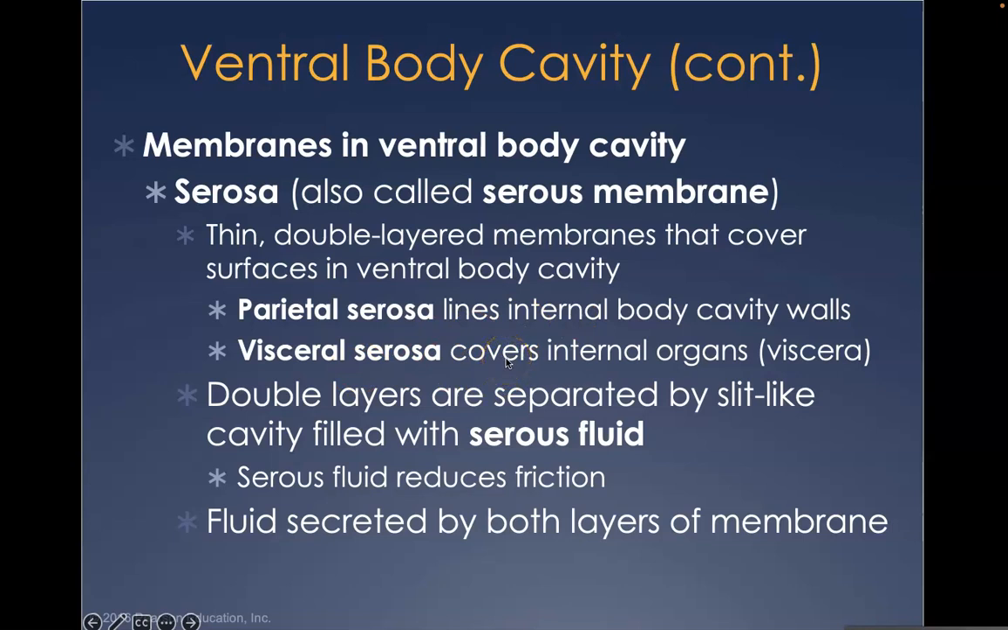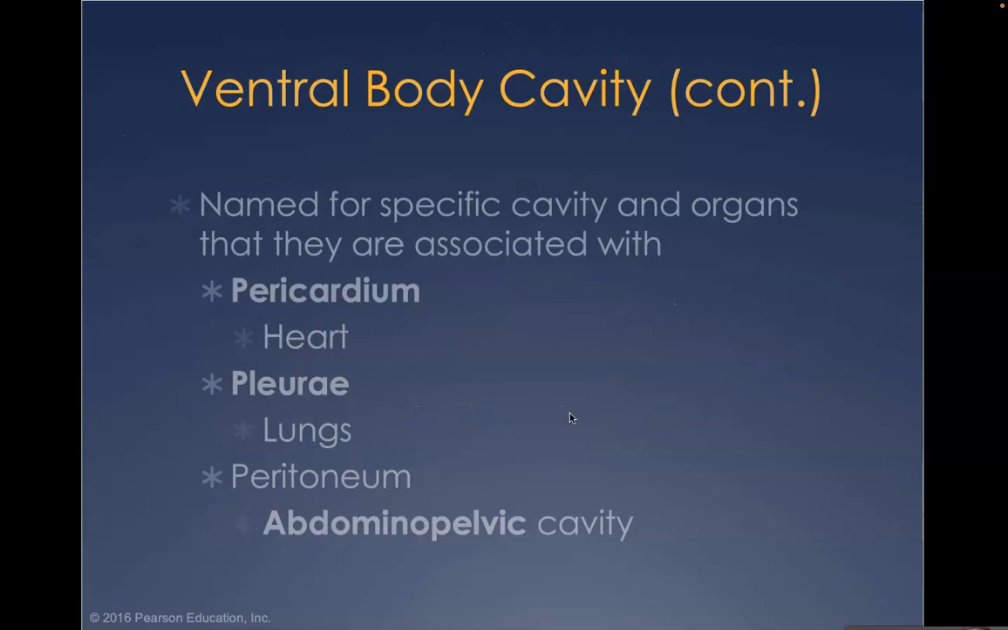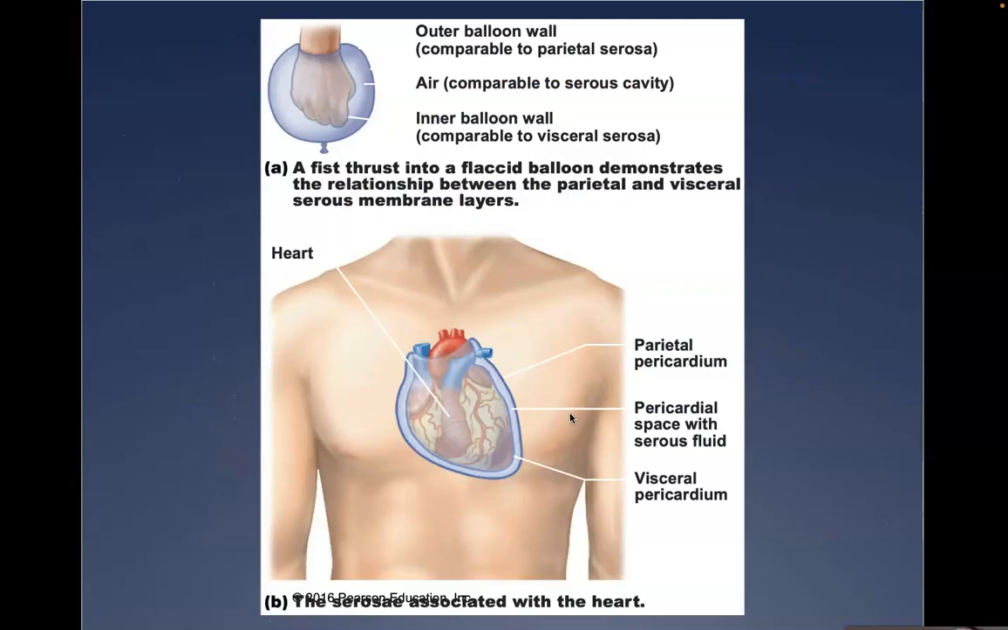That's going to be directly against the organs. And then there's going to be serous fluid in between. Let me just show you what this looks like, and then I'll actually get into what this is. So basically what happens is you have these organs, like your heart and your lungs, that are constantly moving, right? And they're made of soft tissue.